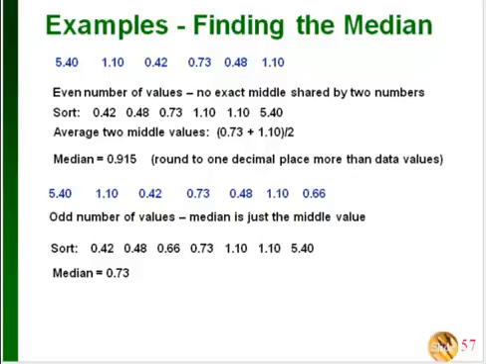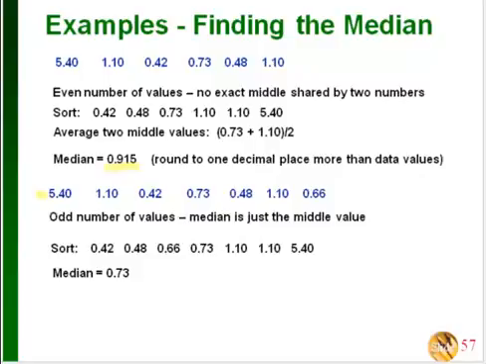Here are a couple of examples. In this list, we have 6 values. That's an even number, so we're going to have to find the 2 in the middle. First, we have to sort them. So here they are sorted from smallest to greatest. The 2 in the middle are the 0.73 and the 1.10. So we're going to find the average of those two by adding them together and dividing by 2. So that gives us a median of 0.915. The rule of thumb here is to round to 1 decimal place more than you had in your original data. Since our original data had 2 decimal places, we're going to round this to 3 decimal places.